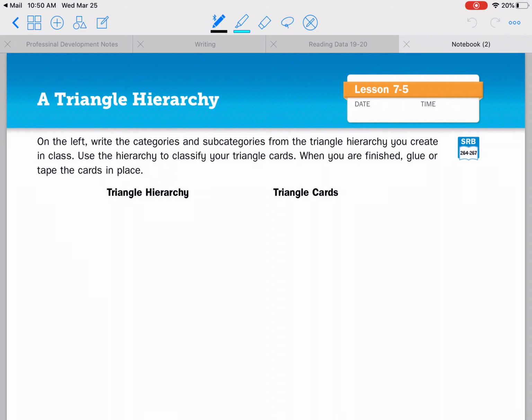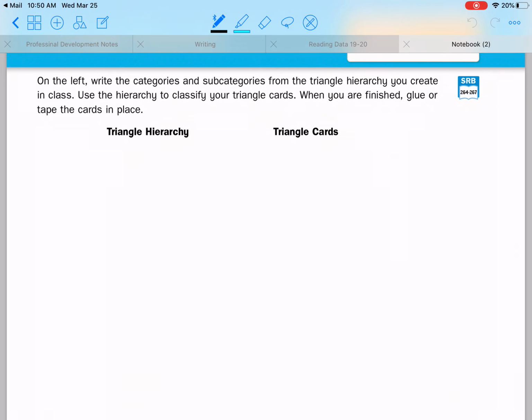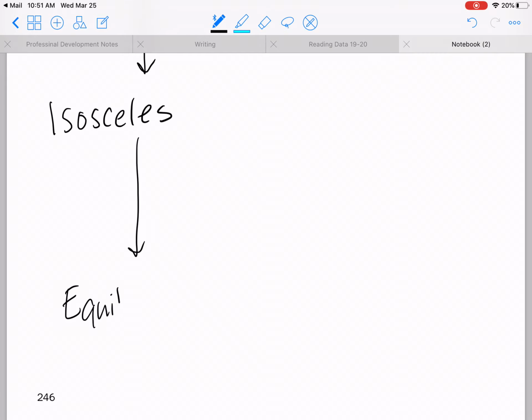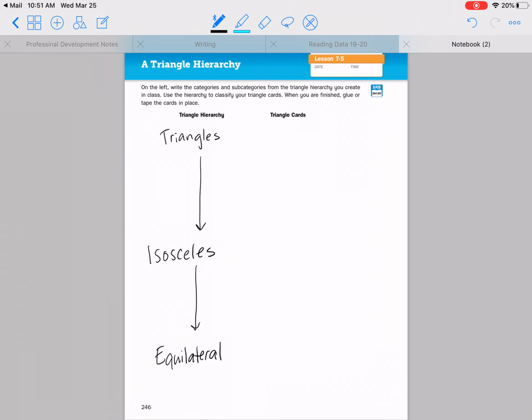Point being, you should have known that the hierarchy is all triangles at the top, and then the second level is isosceles, and then the last level is equilateral. And this works because all triangles means scalene, which has 3 different side lengths, isosceles, which has at least 2, and then equilateral, which has 3 equal side lengths, right? Knowing that the most broad category we can have is all triangles.